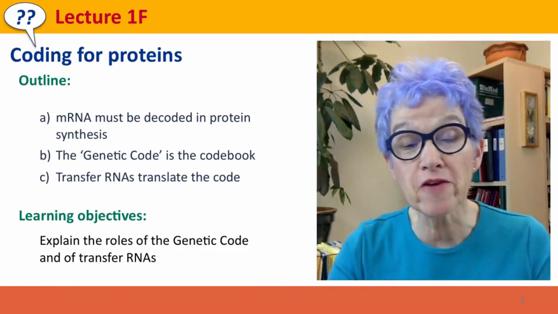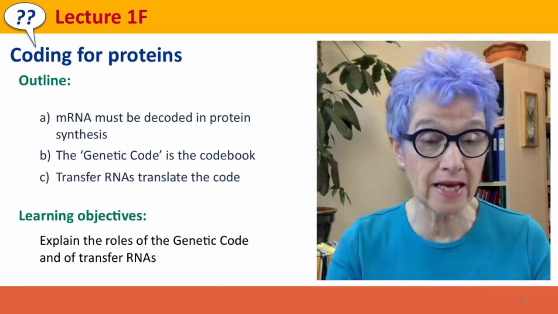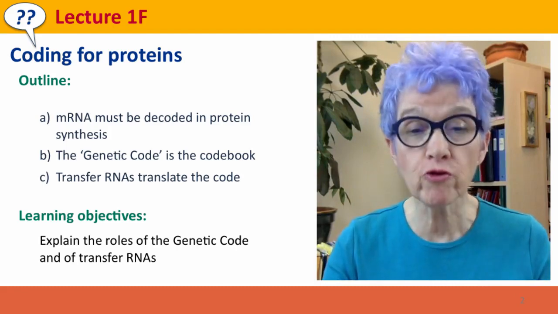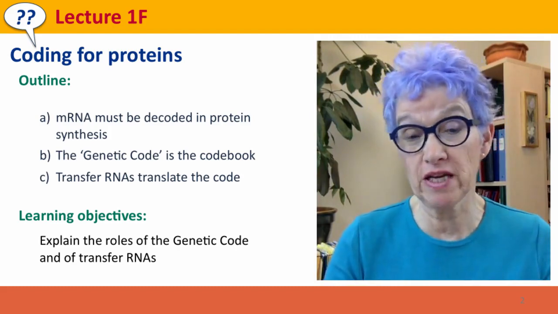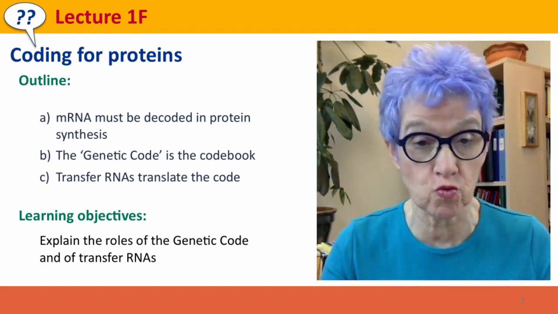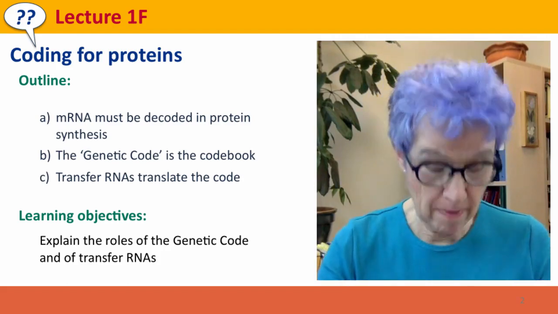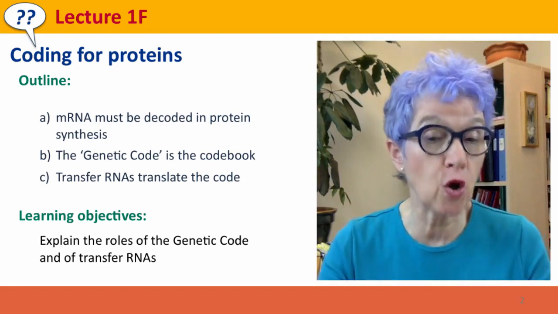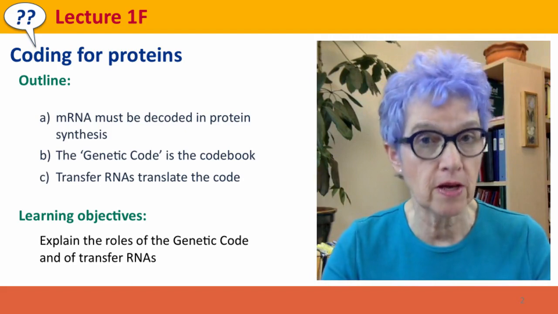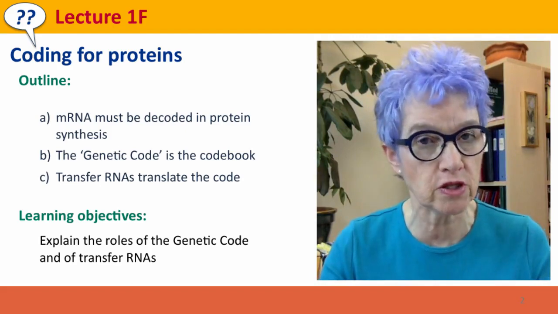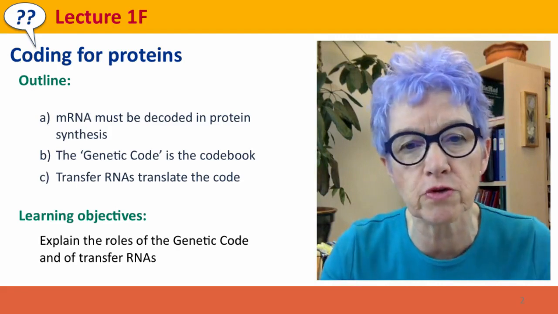This is Lecture 1F, where we're going to be talking about how the information in DNA is used to code for proteins. And coding is a very informational word, but it is very much the right word for what happens. So we'll talk about how messenger RNA must be decoded to a different language in protein synthesis, from the language of the bases, the nucleotide subunits of DNA, into the language of amino acids, the subunits of protein.